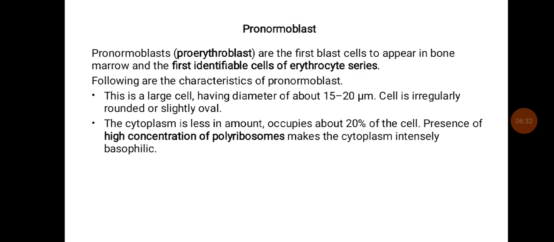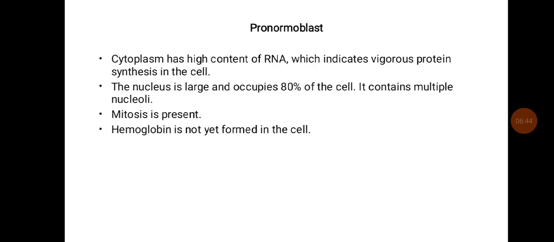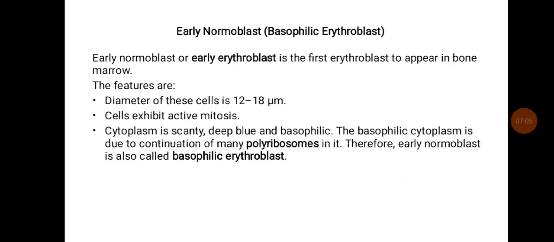The cytoplasm is less in amount, occupying around 20% of the cell. Presence of a high concentration of polyribosomes makes the cytoplasm intensely basophilic. Cytoplasm has high RNA content, which indicates vigorous protein synthesis in the cell. The nucleus is large and occupies almost 80% of the cell. It contains multiple nucleoli. Mitosis is present. Hemoglobin is not yet formed in the pronormoblast.